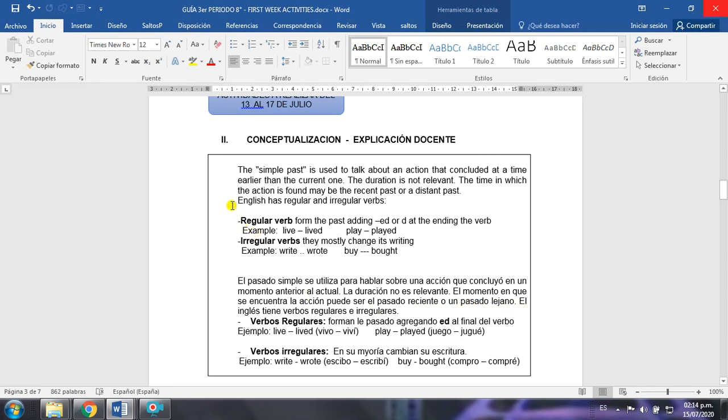In English, we have two kinds of verbs, the regular verbs and irregular verbs. En el idioma inglés tenemos dos tipos de verbos, los regulares y los irregulares. At first, regular verbs form the past, adding ed or d at the end of the verb.